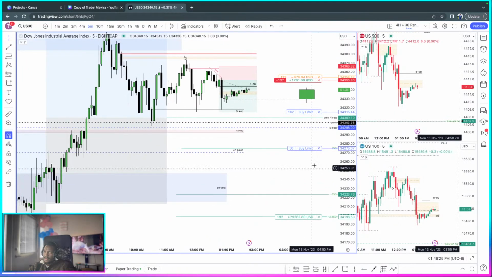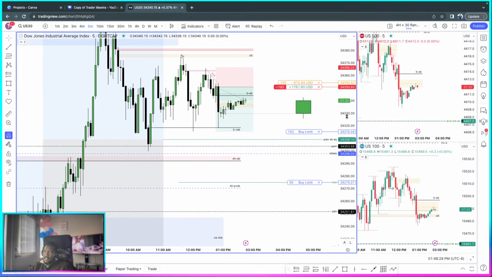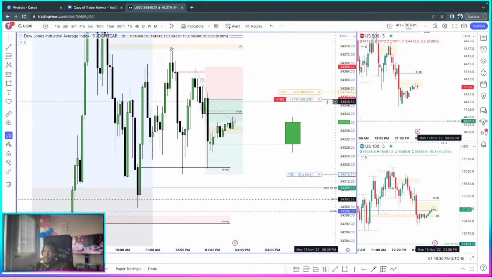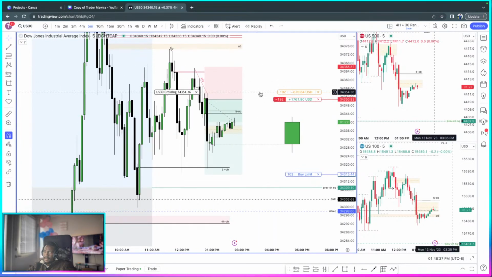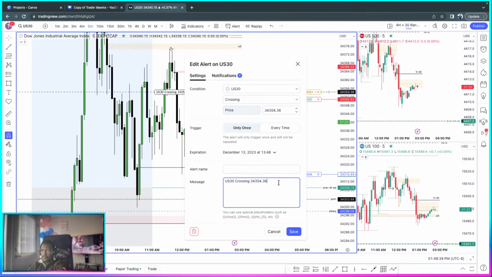So now, if this stop loss is taken, then we have to close those buy limits, right? US30 SL heat, close buy. Oh my god, you type close buy stops.